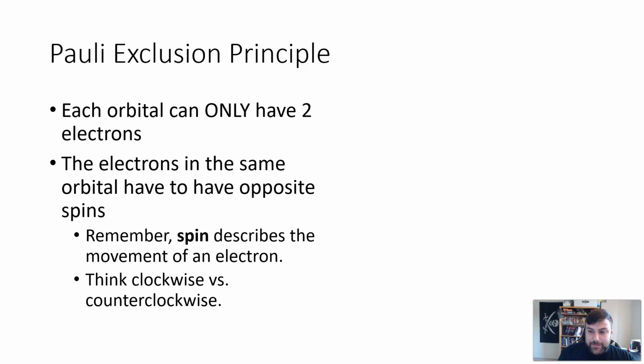Second is that the electrons, when they're paired in an orbital, must have opposite spins. So just remember real quick that spin is our way of describing the motion of an electron. The best way to think about this without getting too quantum mechanical with it is just to think clockwise, counterclockwise. If we have a clockwise electron, its partner is going to be counterclockwise.